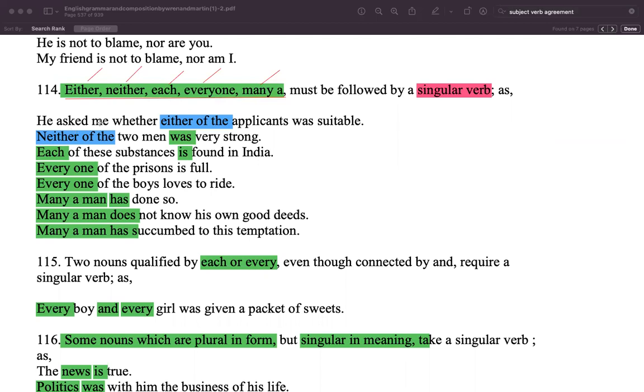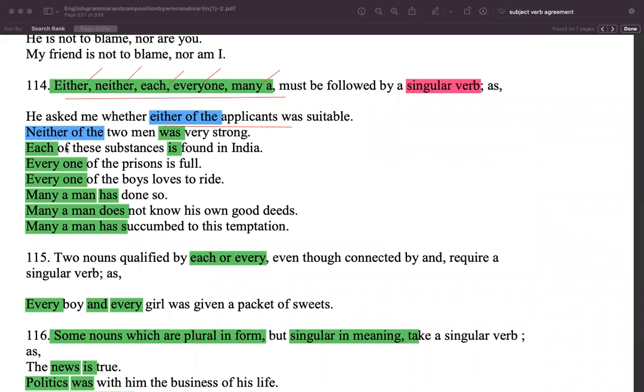Let's see how. He asked me whether either of the applicants was suitable. Why was suitable? Because either is indicating out of the two applicants. It is not stating either applicants, it is stating either of the applicants, meaning out of the two applicants, one was suitable. So neither of the two men was very strong, meaning out of the two, one was not suitable.